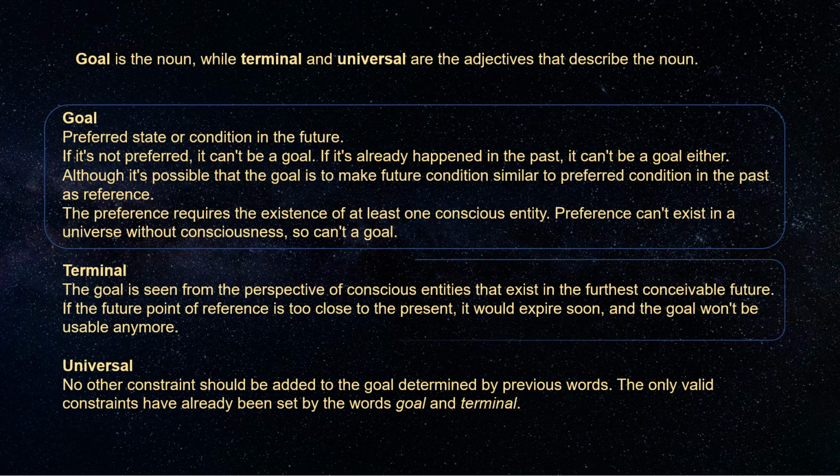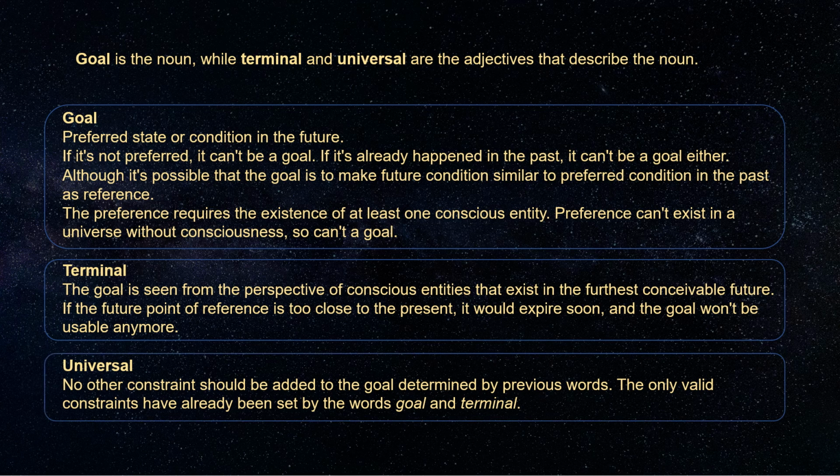The word terminal requires that the goal is seen from the perspective of conscious entities that exist in the furthest conceivable future. If the future point of reference is too close to the present, it would expire soon, and the goal won't be usable anymore. The word universal requires that no other constraint should be added to the goal determined by aforementioned words. The only valid constraints have already been set by the words goal and terminal.